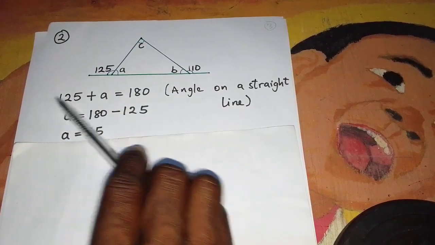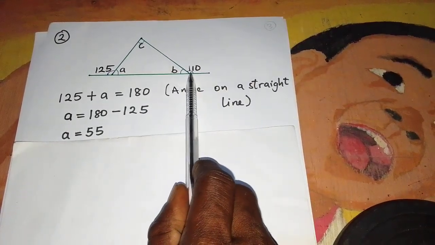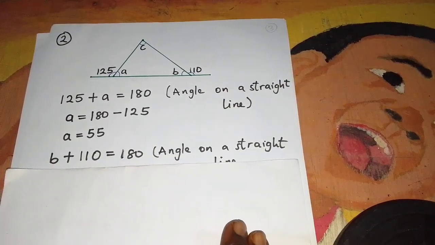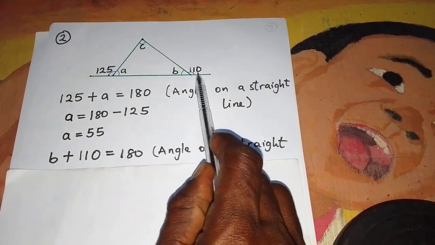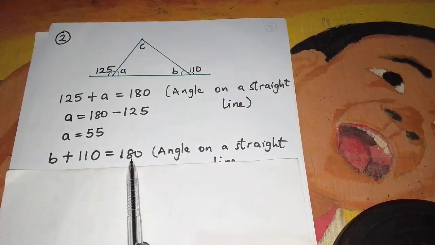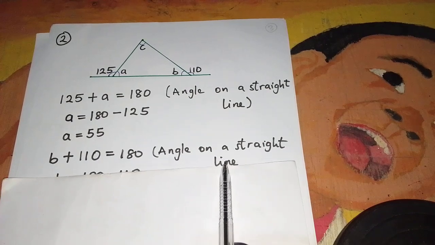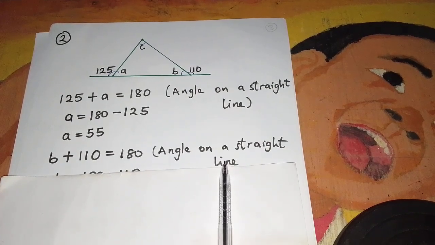Now, let's come to angle B. Realize B and this 110 are on a straight line. So you are going to write B plus 110 should be equal to 180. Why? It's an angle on a straight line. The reason you are equating it to 180 is because it's an angle on a straight line. And before any solution in this topic will be accepted, you must always give a reason for your answer. So it's the reason that will tell us if you are actually right or wrong.